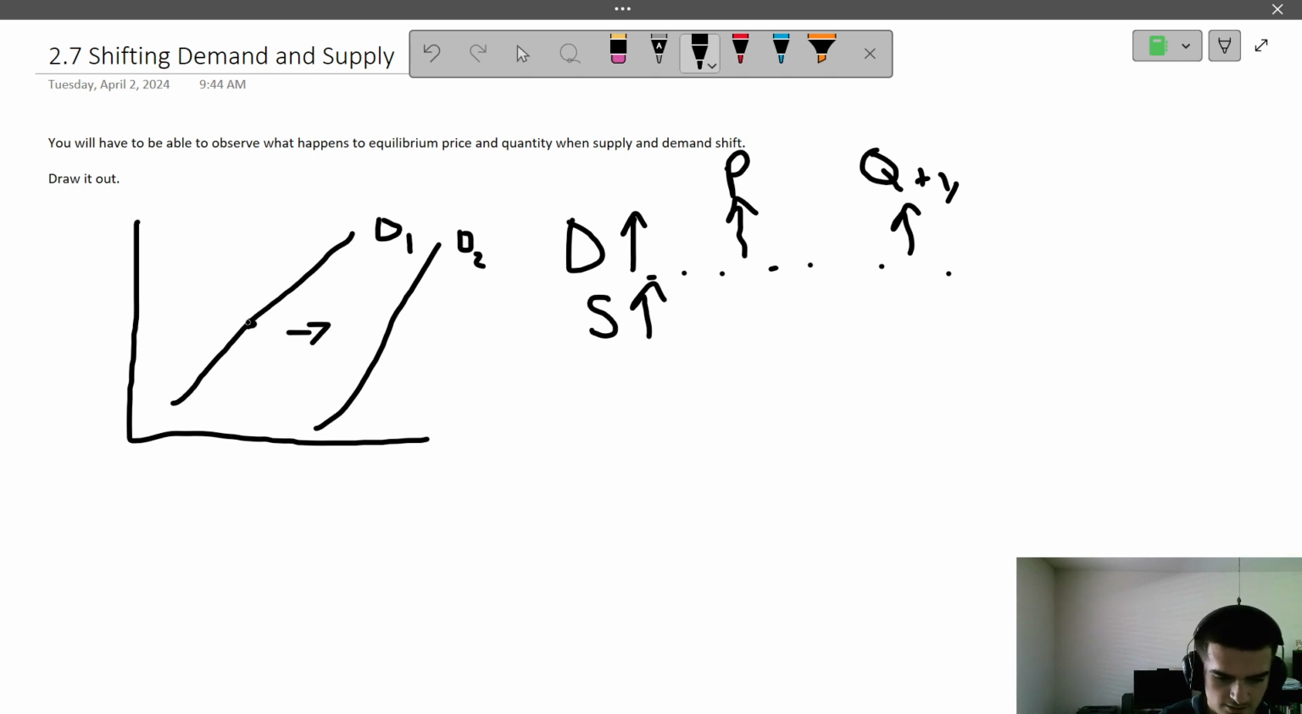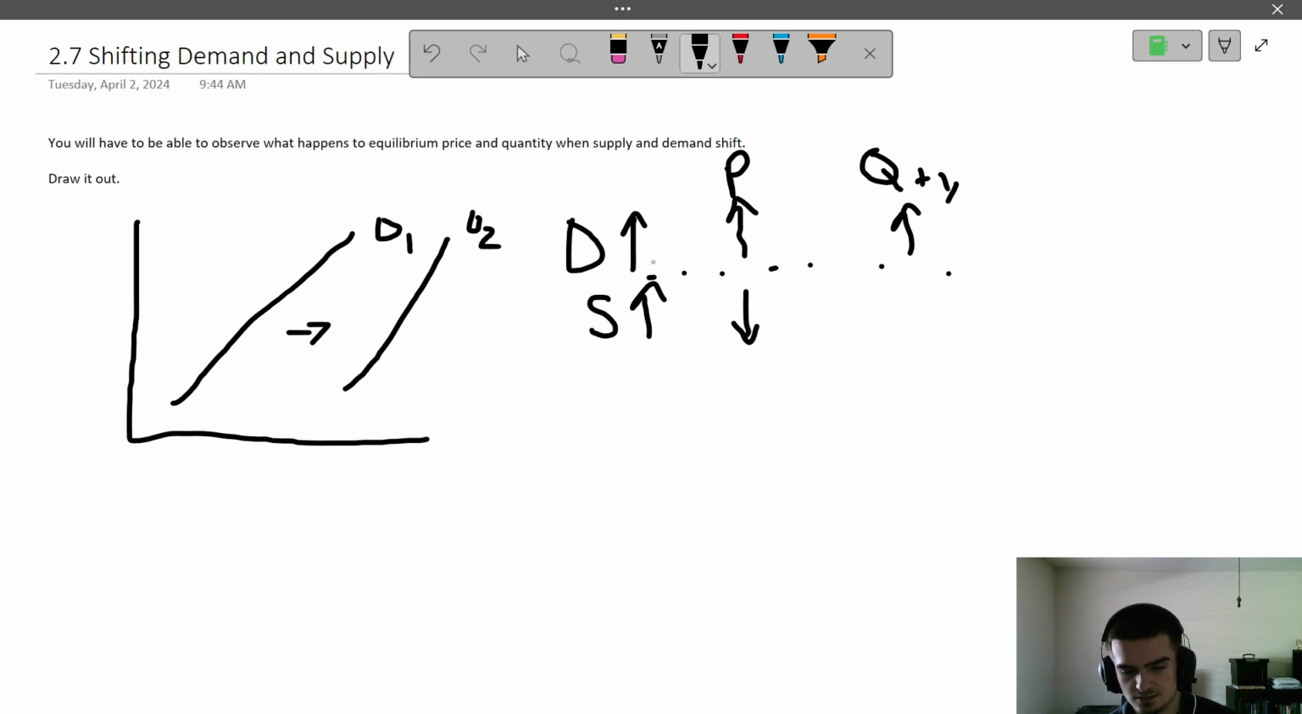From here to, actually, yeah, on every point, it is more expensive and there's more people buying it. When we increase supply, price becomes cheaper. There's more stuff, right? So therefore price is lower. But quantity increases. So what happens to the market?